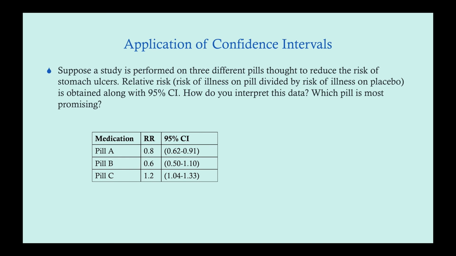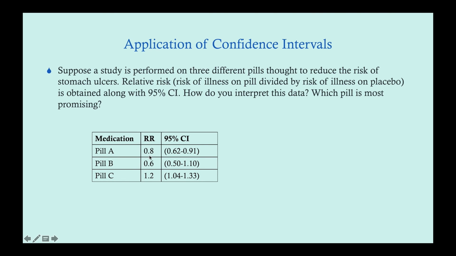So here's pill A, relative risk of 0.8. So the people that were on this pill had a 0.8. The ratio was 0.8. So it means that people on placebo were more likely to get it than the people on the pill. So the pill appears to be protective. And then the confidence interval is 0.62 to 0.91.